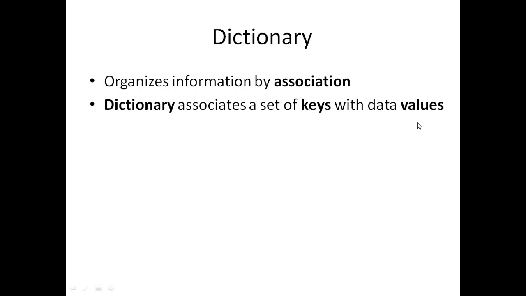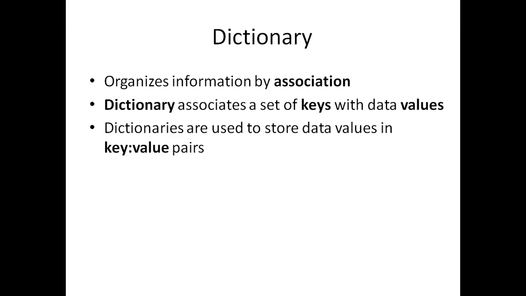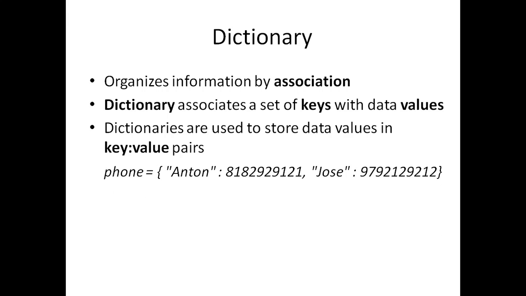There will be a key for every element. For every data value, there will be a particular key. In the case of a phone book, the name will be the key, and the phone number will be the data value. So dictionaries are used to store data values in key value pairs. This is an example of a dictionary. Phone equals braces. We are storing a name and phone number, and another name and phone number. So it is a key value pair.